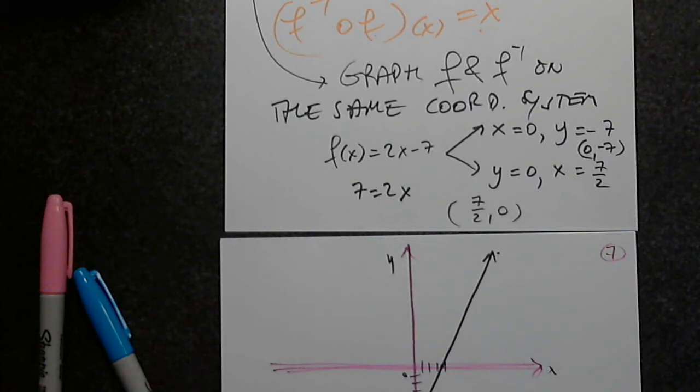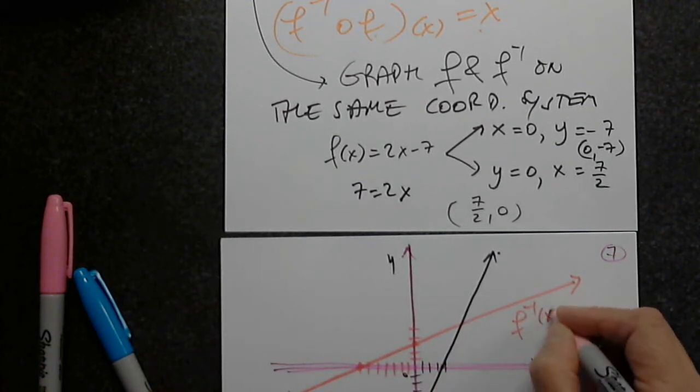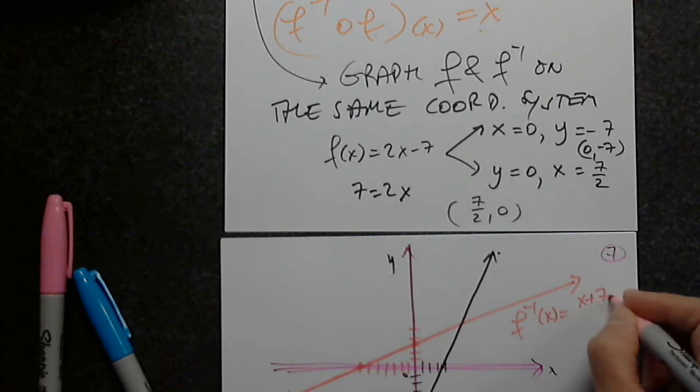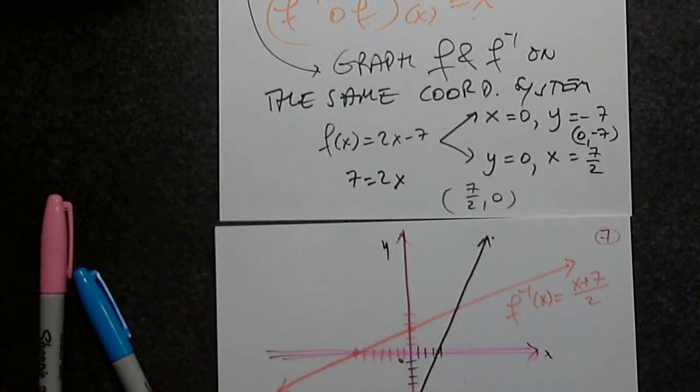This point was at (0, -7). You will go where? (-7, 0). Exactly. 1, 2, 3, 4, 5, 6, 7. And this point was at (3.5, 0). It will go at... so 1, 2, 3, good. So this is f inverse, which is (x + 7)/2, guaranteed.